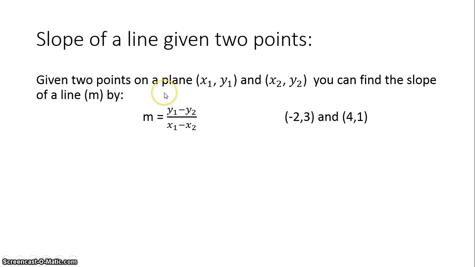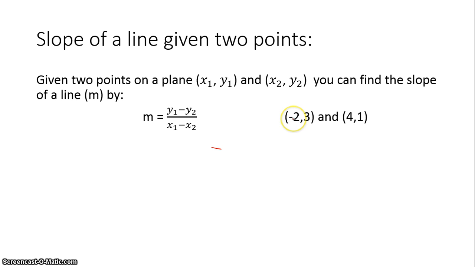Slope of a line given 2 points. Given 2 points on our plane, x1, y1 and x2, y2, you can find the slope of a line passing through those 2 points by the slope formula, right? m equals y1 minus y2 over x1 minus x2. So, let me give an example here.